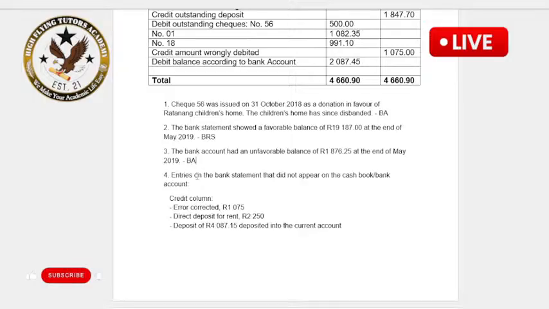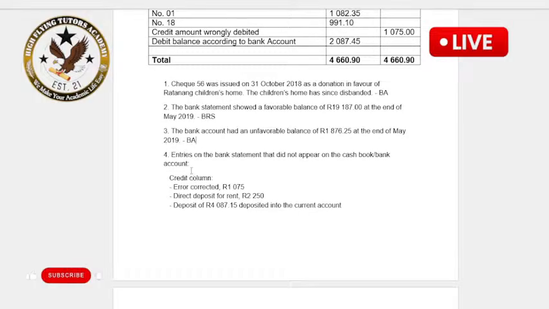Okay, and then we go to transaction number 4. They say entries on the bank statement that did not appear on the cash book or bank account. These are not in the cash book, which means they must be corrected in the cash book. Are you with me right there? So they say credit column of the bank statement. These are appearing in the bank statement, but they do not appear in the cash book or bank account.